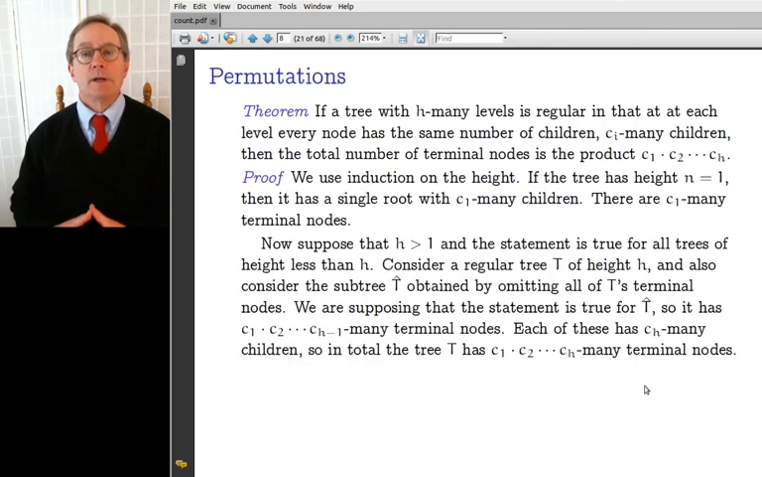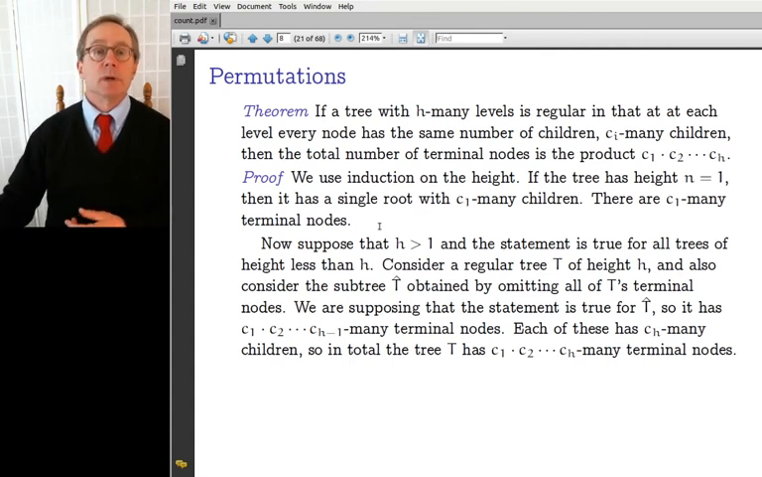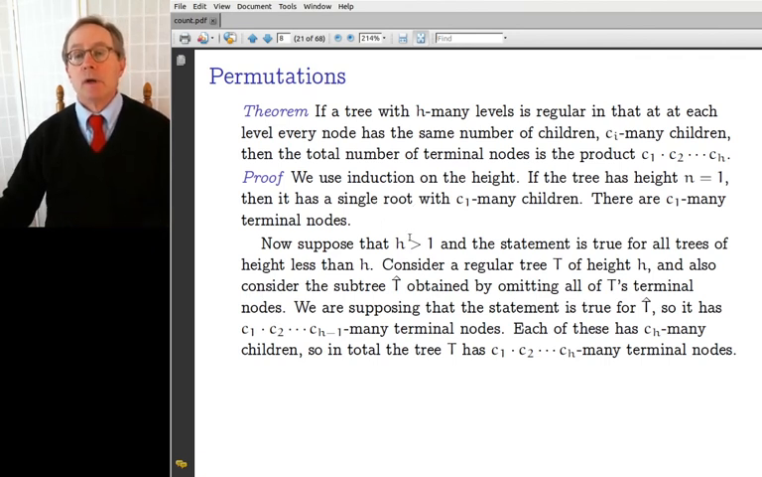Okay, and the proof is by induction on the height, and I'm going to go through it because it's very straightforward, but it's a straightforward proof by induction. If the tree has height 1, then it has a single root with C1 many children, and there are obviously C1 many terminal nodes because the tree has height 1, then every one is a terminal node. Okay, now we go to the case of the inductive step.